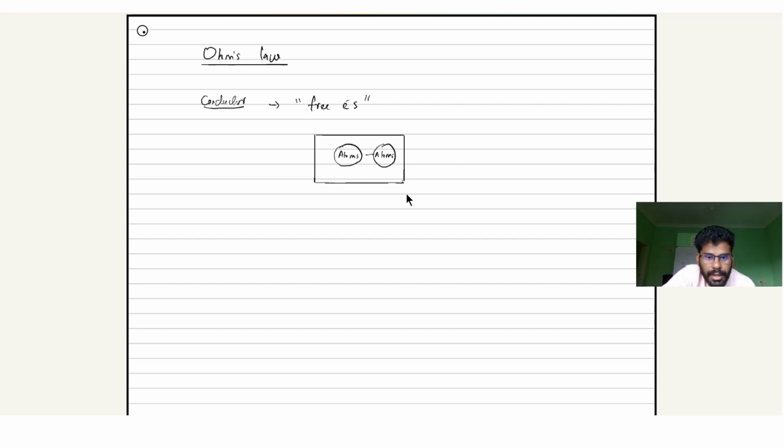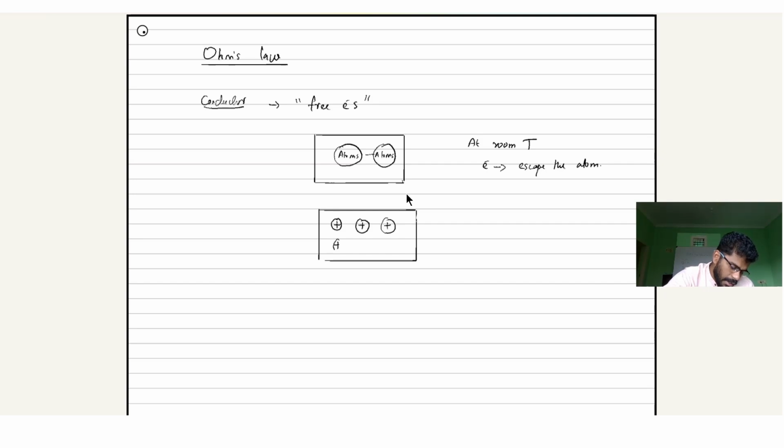The property of a conductor is that at room temperature, the energy is sufficient so that the electrons will escape the atom. Now, when the electrons escape, the atoms become positively charged ions. So you will be getting something like this. You have positively charged ions and electrons. Now, these electrons are known as free electrons.